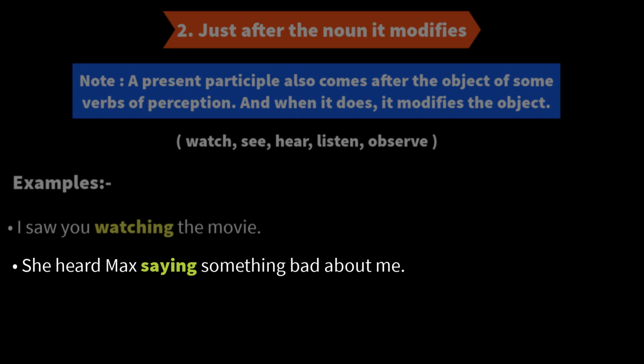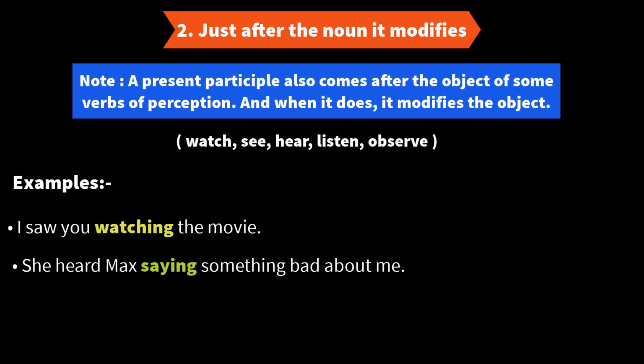She heard Max saying something bad about me. So saying is our present participle here, working as an object complement, because it's giving information about the object Max. She heard Max in what state? Saying something.